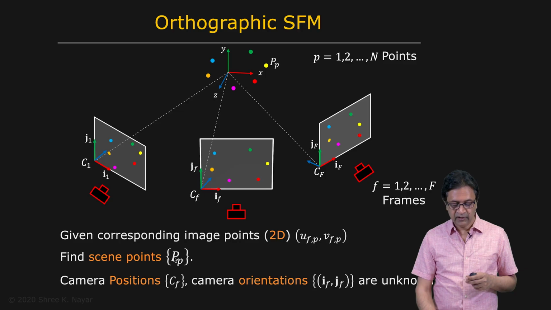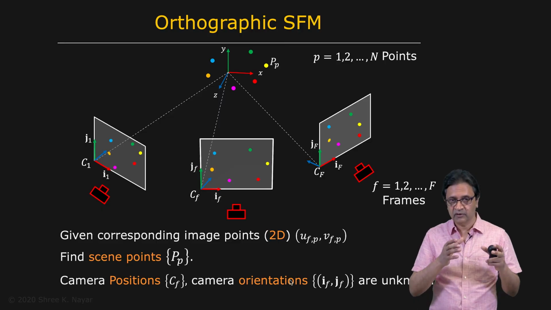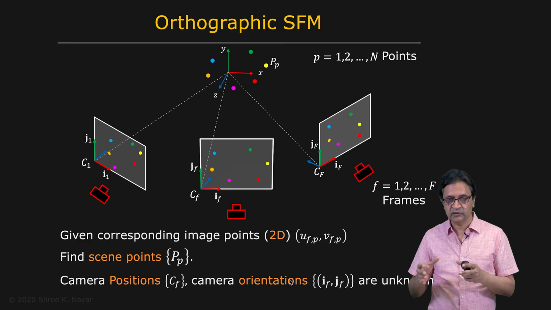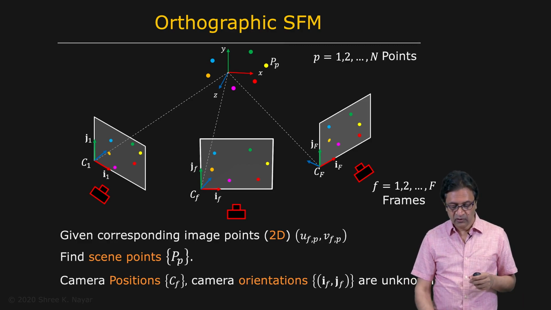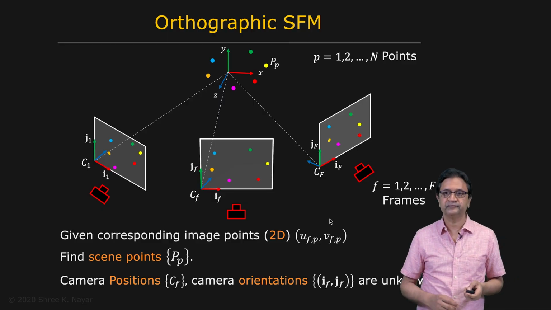And then you have the camera positions CF in the equation of orthographic projection, and you have the camera orientations. The position and the orientation, of course, vary from frame to frame, image to image. Unfortunately for us, all of these are unknown to us. The only thing that we have at our disposal are the 2D image coordinates right here.